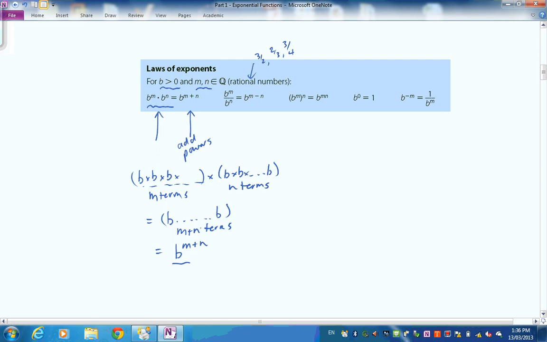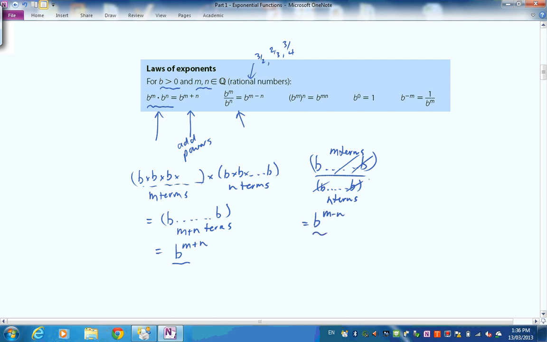And you can use a similar proof here for b to the m divided by b to the n. So there'd be m terms there and n terms underneath, and if m was bigger than n, you would cancel them all out, and in the top line you would have m take n terms.